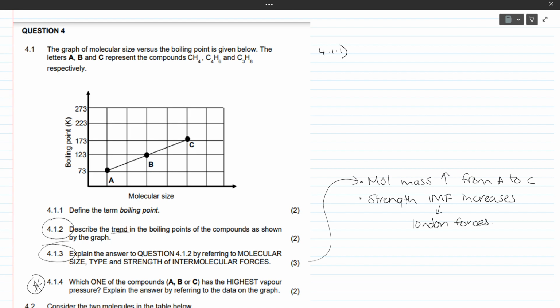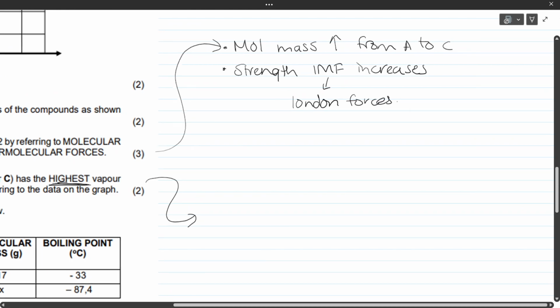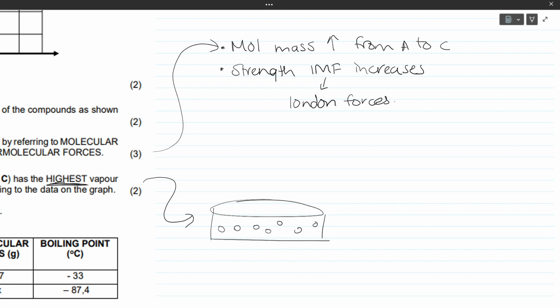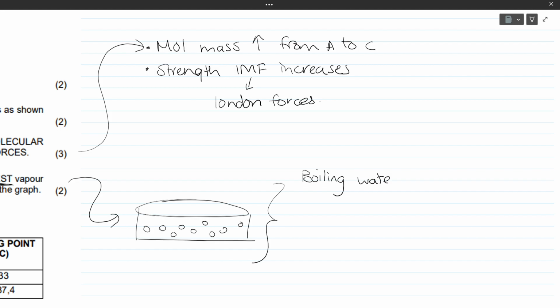That's 4.1.3. 4.1.4, which one of the compounds has the highest vapor pressure? Explain the answer by referring to the data on the graph. So the compound, you can pause the video and figure out your answer, but if we're talking about highest vapor pressure, this is what I wanted to deal with. Let's go to our theory and let's understand what's going on. If we can imagine you've got a pot and you are boiling water in this pot. Okay, there's a few things to take note of in this case, right? So we can say we are boiling water or any substance really.